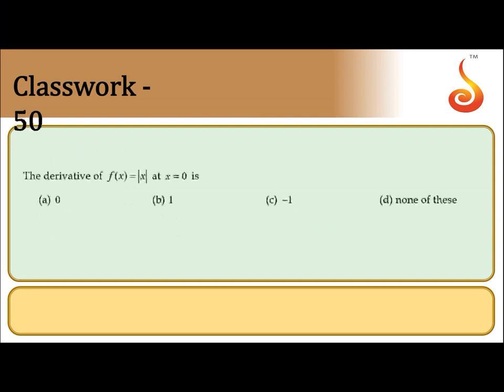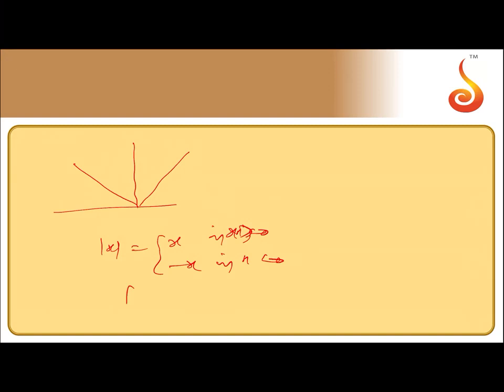The derivative of modulus x. Mod x is a function actually. The graph of the function looks like this one at x equals to 0. So therefore, f of x modulus x is equals to plus x if x is greater than 0, and minus x if x is less than 0. The derivative of this one will be 1 and minus 1.